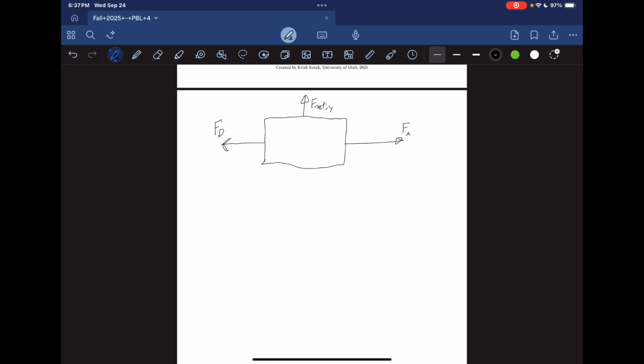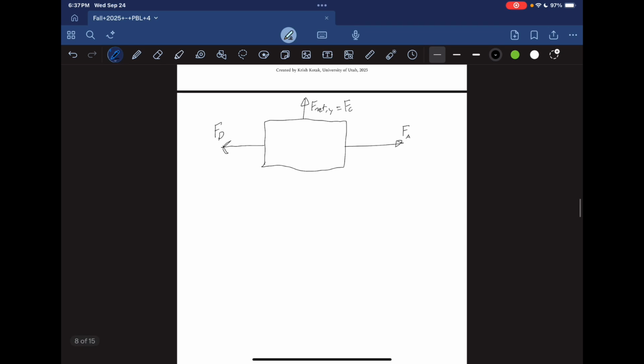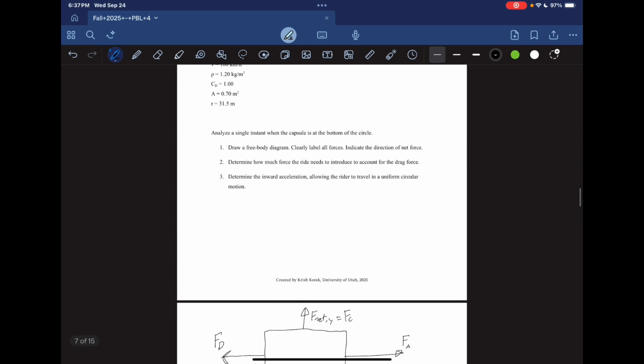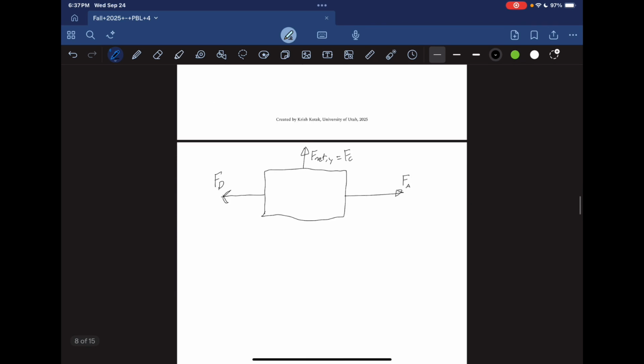And the reason for this is we know this is uniform circular motion because it travels at a constant speed. So the net force is a centripetal force that keeps it in that uniform circular motion. So that's our free body diagram. Next question is how much force the ride needs to introduce to account for the drag force.